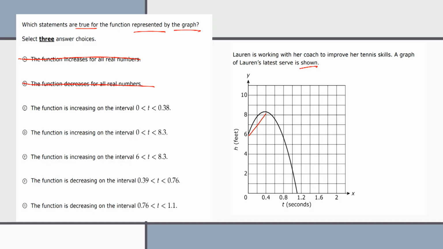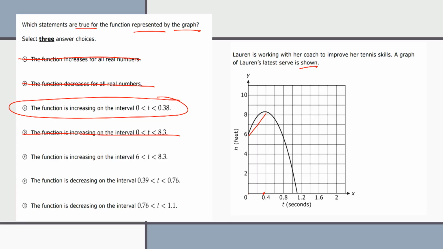It says that the function is increasing on the interval 0 is less than t, which is the interval we're talking about, which is less than 0.38. So 0 to about right here, which we could say is 0.38. So this is true. This is exactly true. Then it says the function is increasing from 0 all the way to 8.3. Well, that's not true because the graph doesn't show that, so that's not the answer.